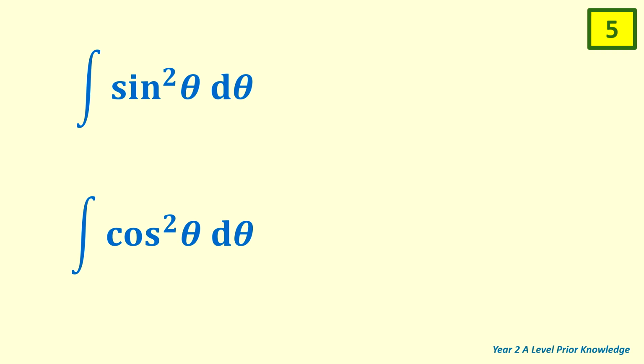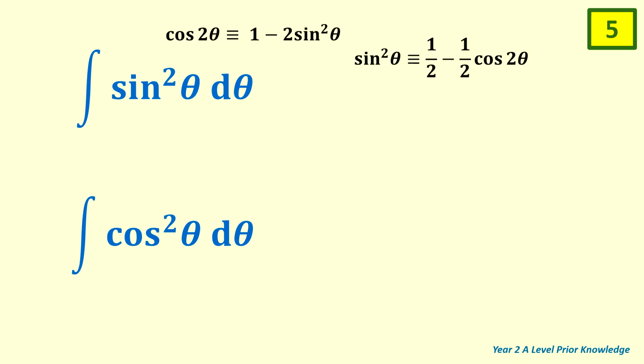Something else you need to do at A level is to integrate sine squared and cos squared. In order to integrate sine squared theta, we start with the double angle formula for cos, which is cos 2 theta is the same as 1 minus 2 sine squared theta. We make sine squared theta the subject of that, so we add 2 sine squared theta to both sides, take away the cos 2 theta and divide by 2. And once you've got sine squared theta written like that, you can then integrate it.